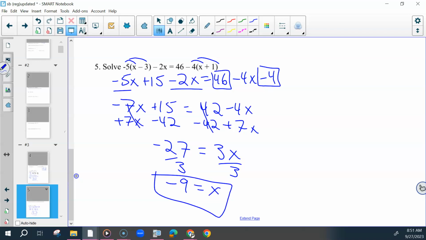So your answer should have been x equals -9 or -9 equals x. Does not matter how you write that. Do you have any questions on that one?